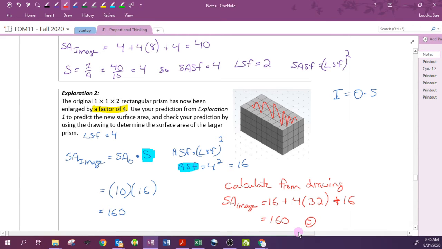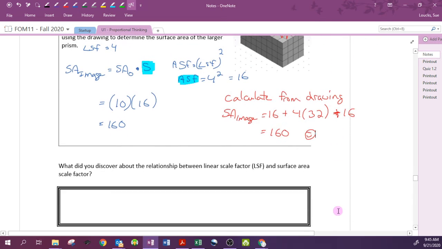Okay, that is supposed to be a happy face. It did not work. All right, so what we've discovered from this is that the surface area scale factor is the same as the area scale factor, which is the linear scale factor squared.